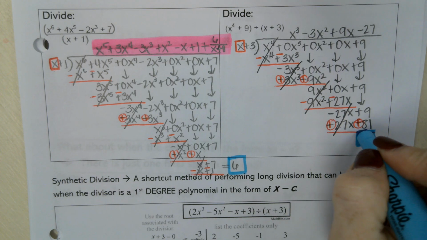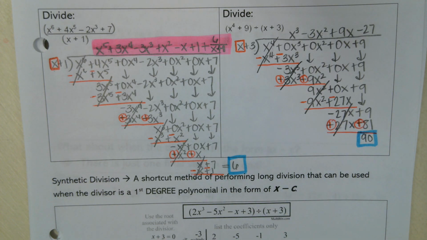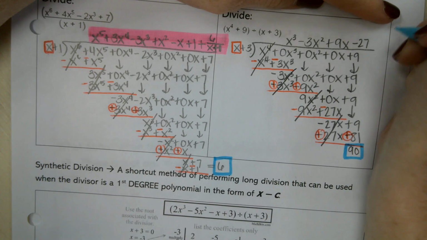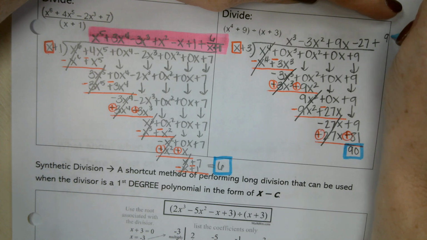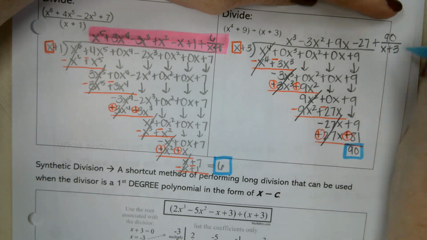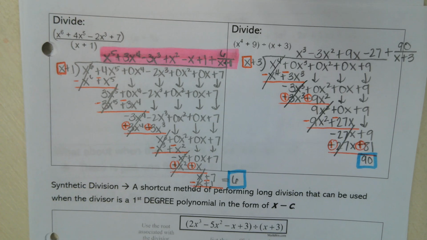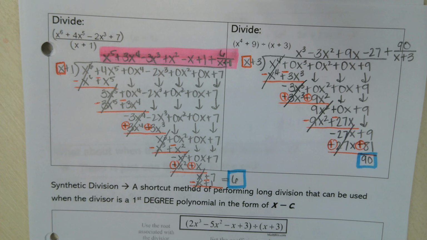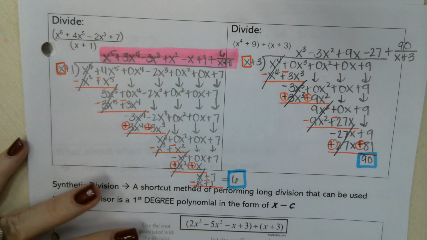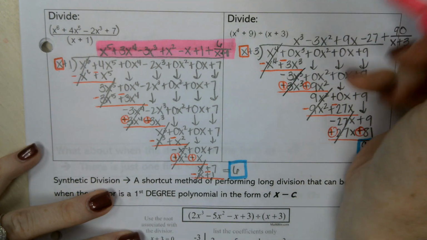Good job. That is going to be plus 90 over x plus 3. You put it over your divisor. Always subtracting.